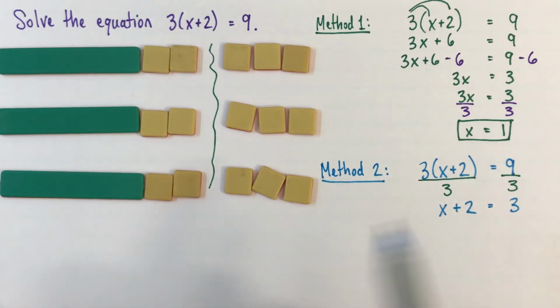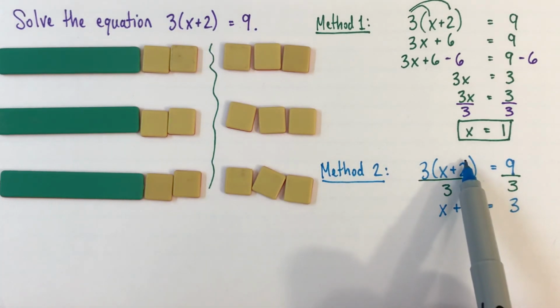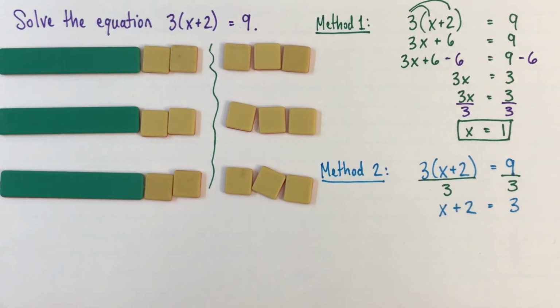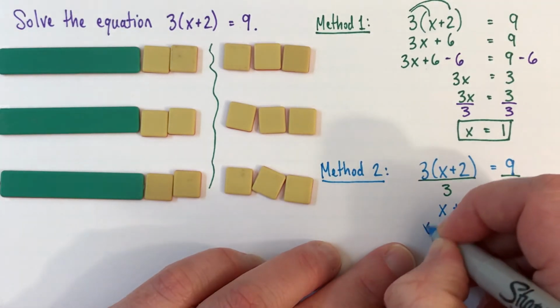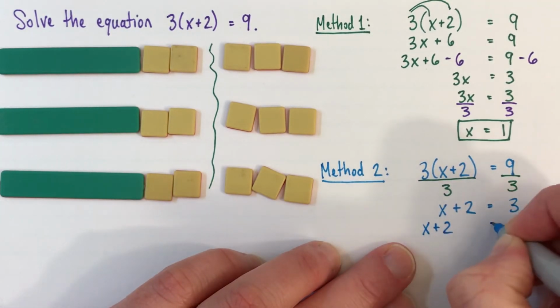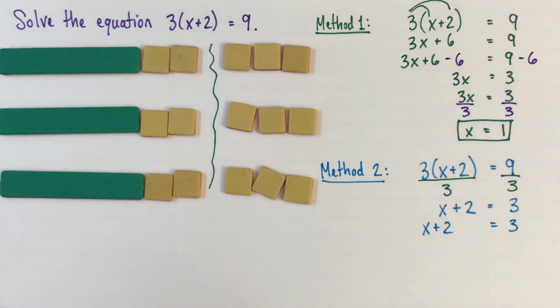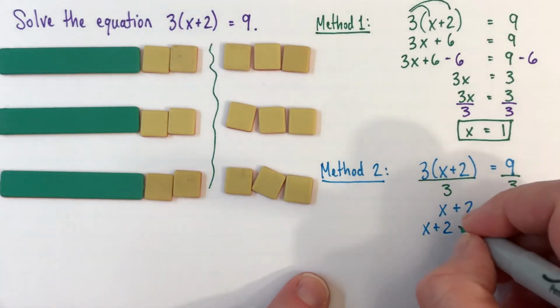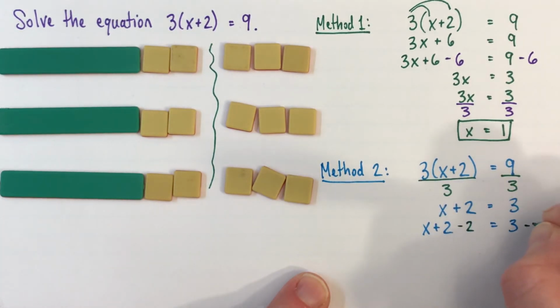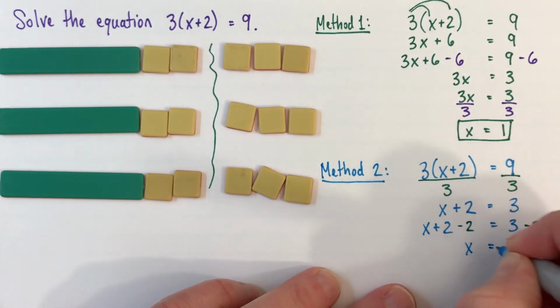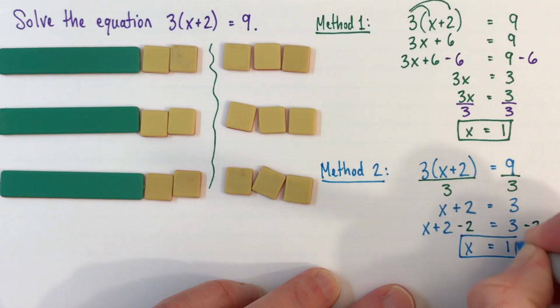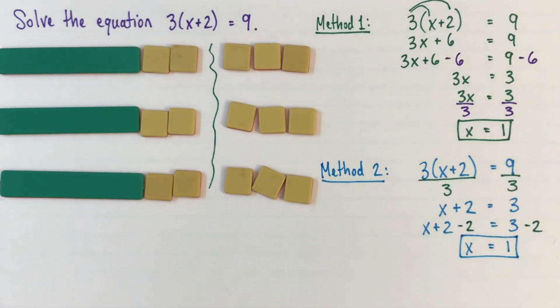But a lot of people, if there were, for example, a 6 in here, they might change it to a 2. They'd be tempted to divide other numbers they see, which would be wrong. Now at this point, this has become quite a lot simpler of an equation. Let's subtract 2 from both sides. And again here, we get x equals 1.